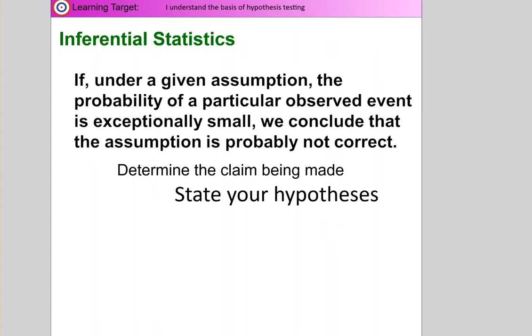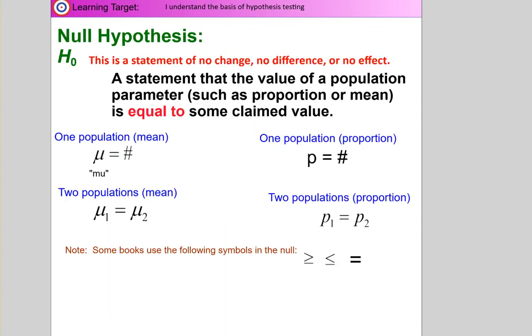So what we're going to do in this case is observe an event. Part of this inferential statistics is that a claim has been made. We're going to run a sample, and then we're going to look at this sample and conclude if our assumptions are correct or not. To do this, we need to know what our hypotheses are. We're going to make two hypotheses that we can test. The first hypothesis is a null hypothesis. This is a statement of no change, no difference, or no effect.